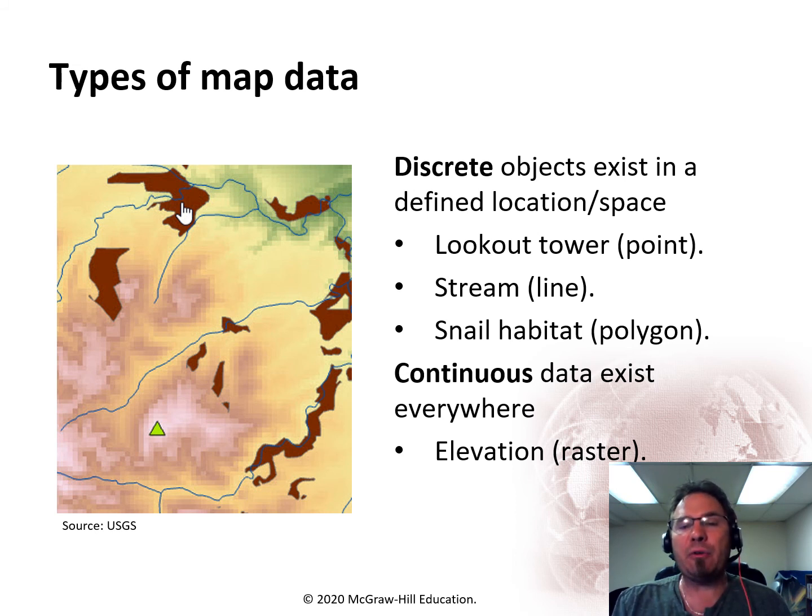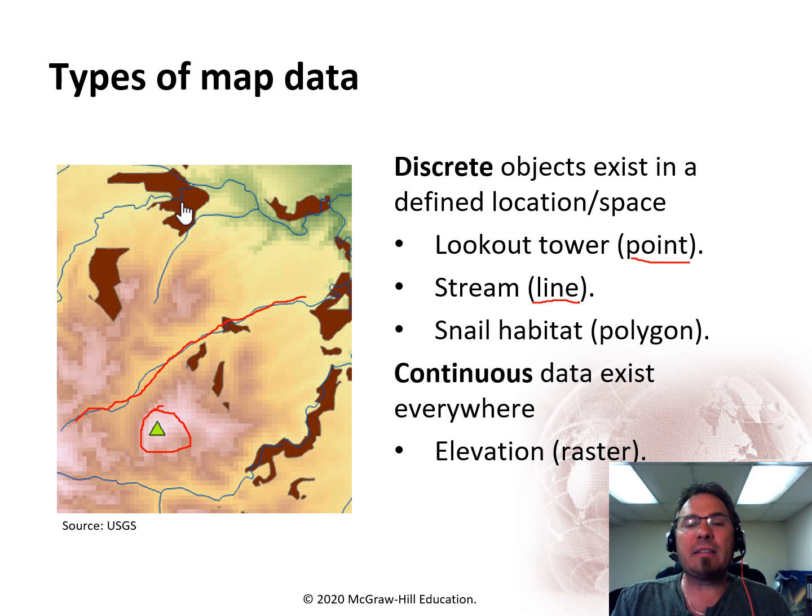But in a nutshell, you have four kinds of data, three of which are called discrete data. They exist in a defined location or space. So for example, you have a lookout tower, which could be represented as a point. And here, let's say this green triangle in the figure down here is a lookout tower. We have a stream, which can be represented as a line. And again, here's a line. Hopefully you can understand that that's a stream, this blue line here, which I'm now making red.